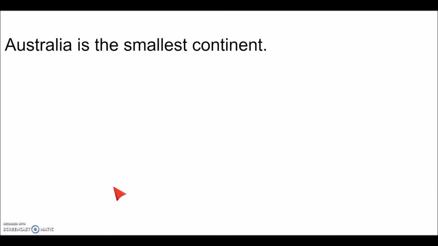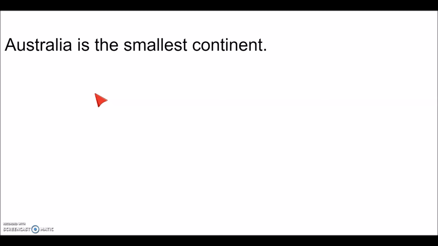Now, let's go over some sentences that may or may not be complete sentences. Australia is the smallest continent. Well, let's look at that. Is that a complete sentence or is that an incomplete sentence? I'll give you time to think.